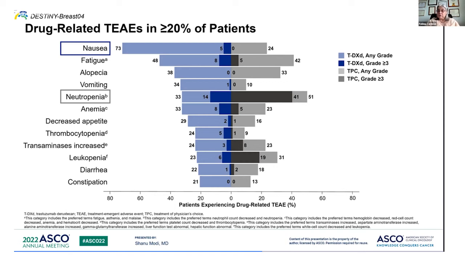So having deruxtecan is not the same as receiving trastuzumab. Okay? Trastuzumab is very well tolerated. Deruxtecan is not so very well tolerated. So you can see there again, look at the percentage of nausea. 73% had nausea. Yes, it was not high grade, but it was persistent nausea, okay? Also, almost 50% had fatigue. Fatigue is an important side effect if you are unable to perform your professional life or your normal activities, right?